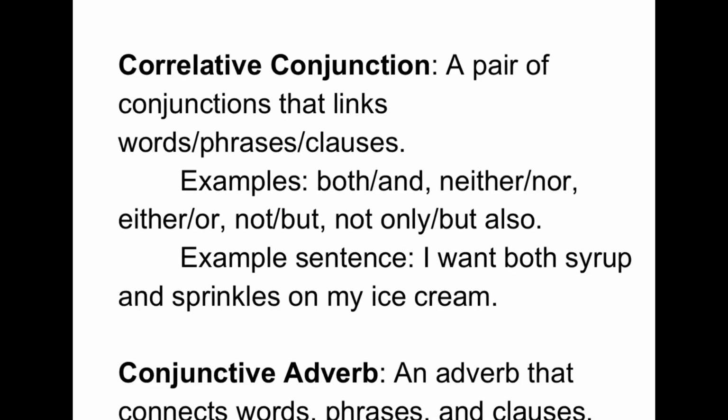Next up, a correlative conjunction. And these are pairs of conjunctions that link words, phrases, and clauses together. They function exactly like coordinating conjunctions, and in fact, they use many of the coordinating conjunctions like and, or, nor, or but. The difference is they come in pairs. So in addition to that coordinating conjunction, you look elsewhere in the sentence for a word that works together to join those words, phrases, and clauses. For example, in the sentence, I want both syrup and sprinkles on my ice cream, both introduces my first item, syrup, and introduces my second item, sprinkles.